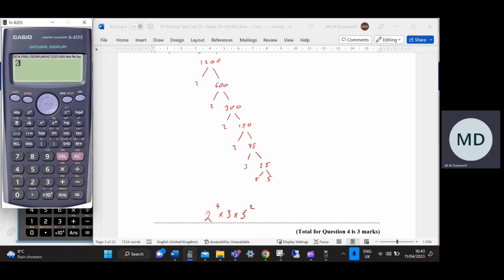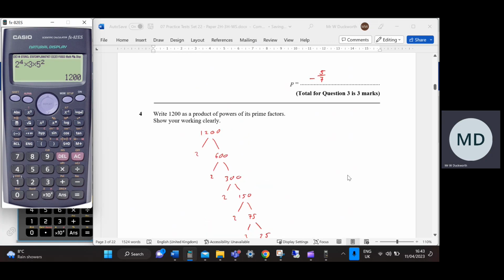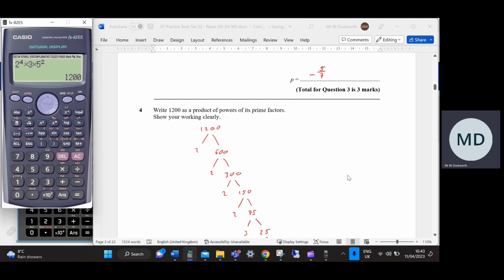And calculators are allowed on this paper, so I'm just going to double check. Let me know if I've made any silly mistake. There we go. So I should be fine with that. Just checking I've got the right number to start with. I have.